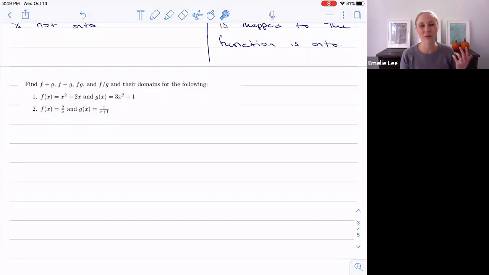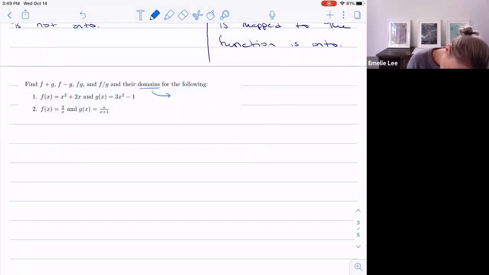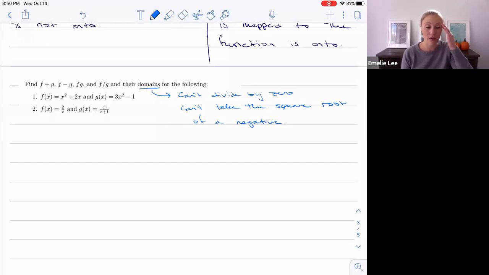just to get in the habit of looking at the domains. But we're not going to focus a lot on the domains. The domains can be kind of tricky sometimes. But remember that domains, right? We can't divide by zero. And we can't take the square root of a negative number. Once we get into logs, we'll have some more conditions, but these are the ones that we need to keep track of right now.